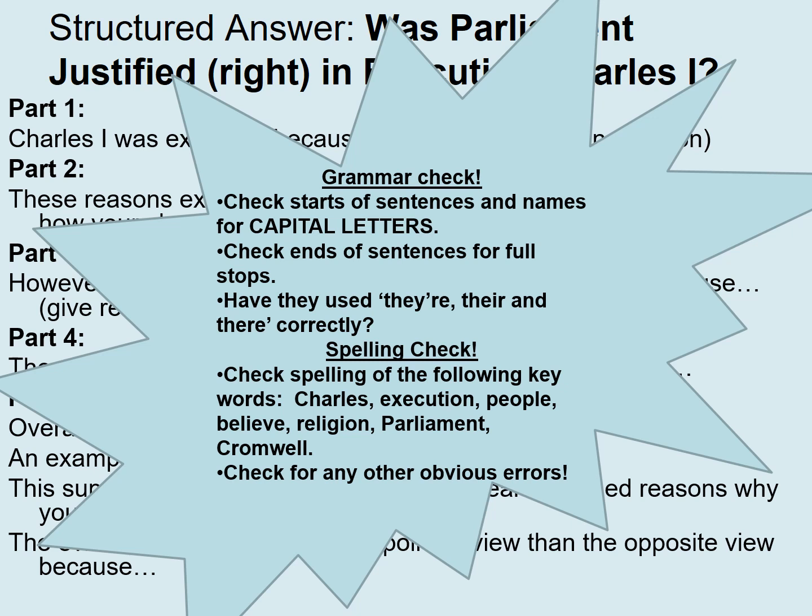Now the spelling check. Check spelling of the following key words that you've probably used. Charles, again, check out the capital letter. Execution, people, believe, religion and parliament. Also, Cromwell is quite commonly misspelled. Then check for any other obvious errors and proofread your work. Make the corrections you need to make, and then when you're ready, you can move on. But while you make your checks, pause the video. Hopefully you've got a perfectly spelt and perfectly checked piece of work now. Well done.